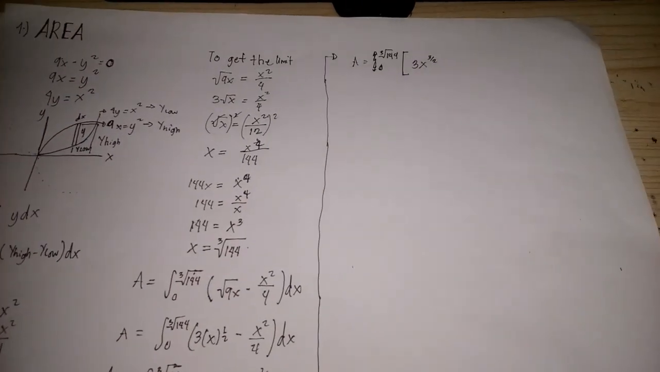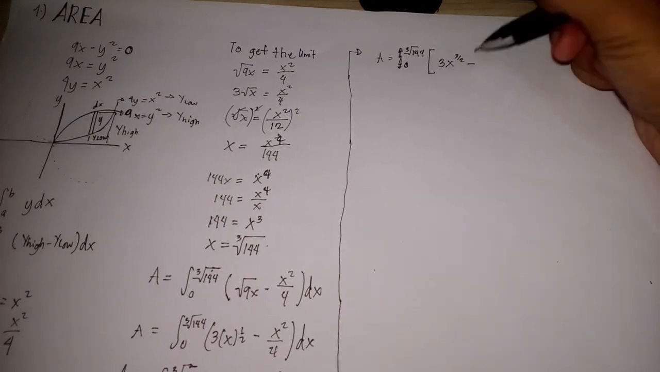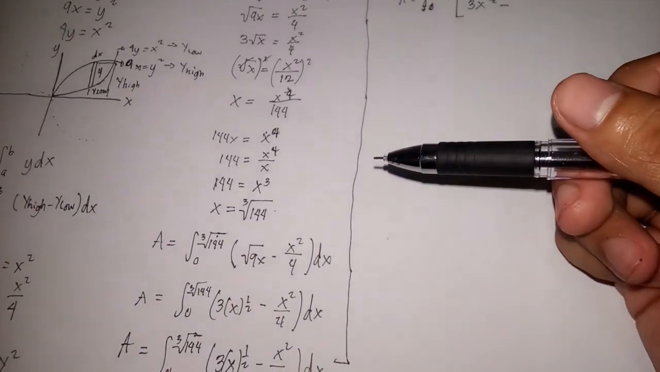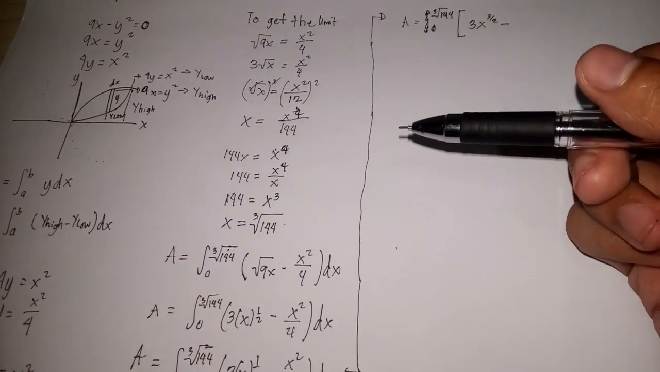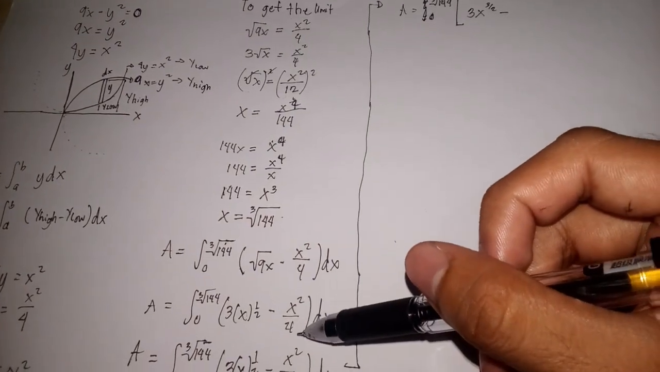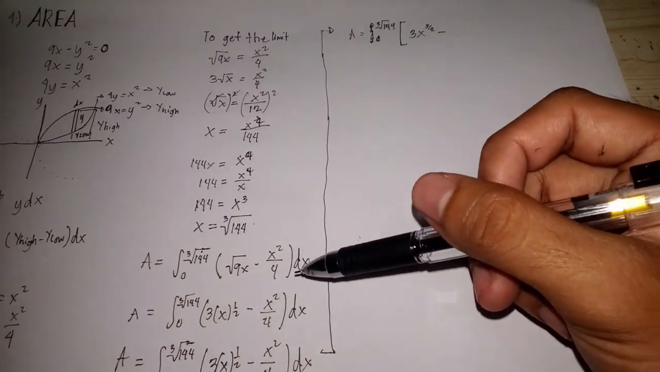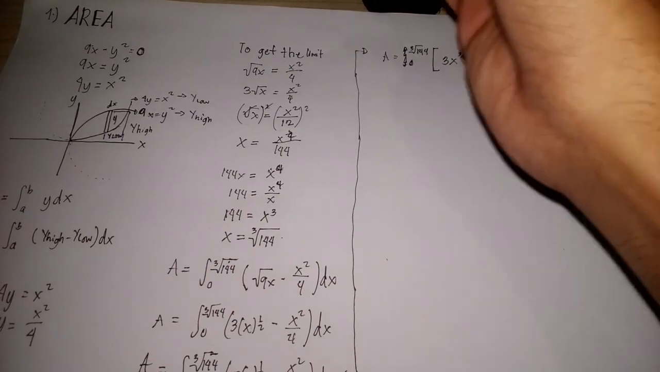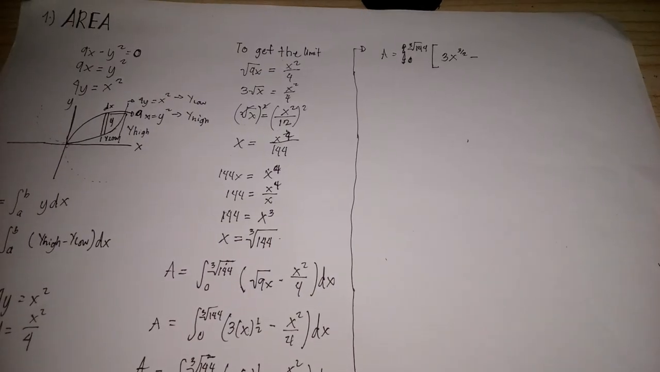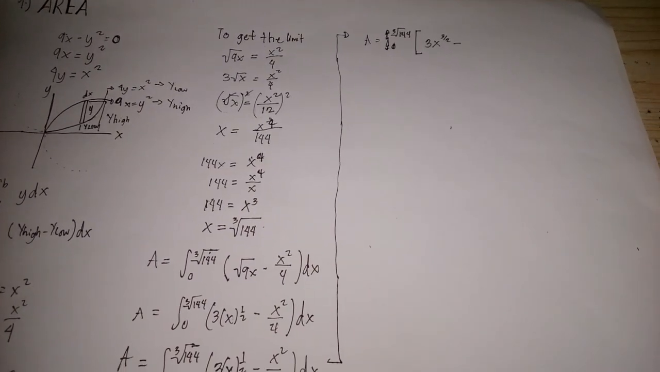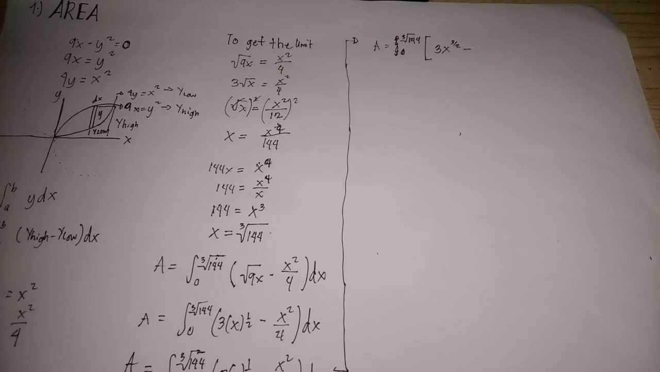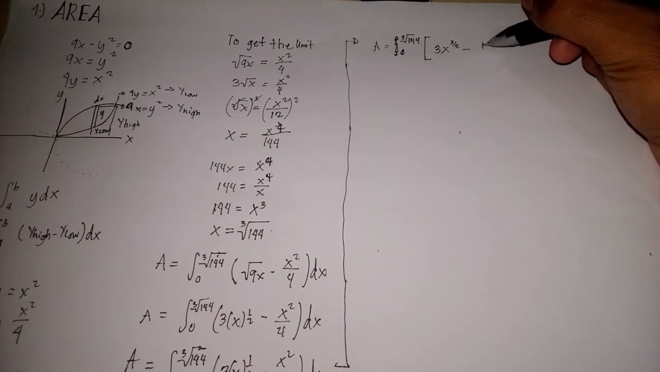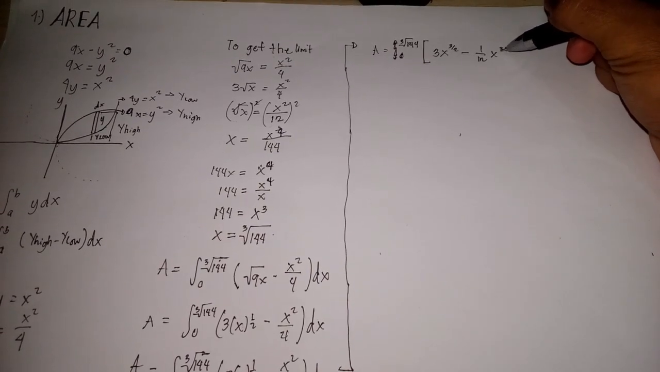Then next to that, we need to integrate the x squared over 4. So integrating that, we will get, moving outside the 1/4, then integrating x squared, we will get 1/3 x cubed. So 1/3 times 1/4, we will get 1 over 12 x cubed.